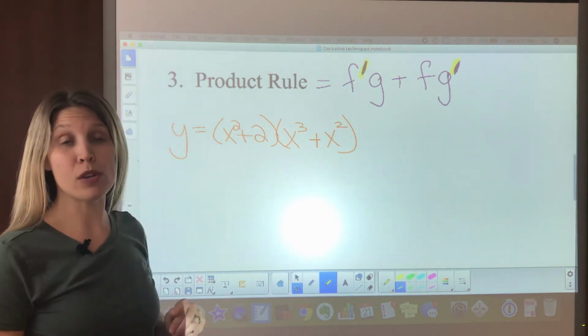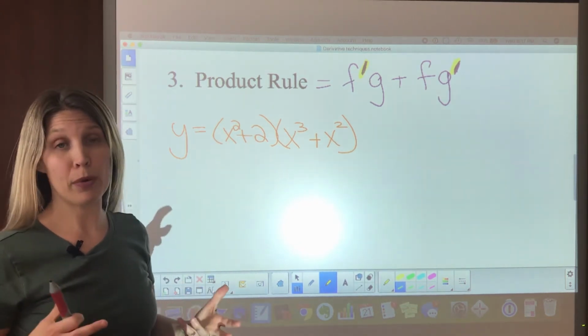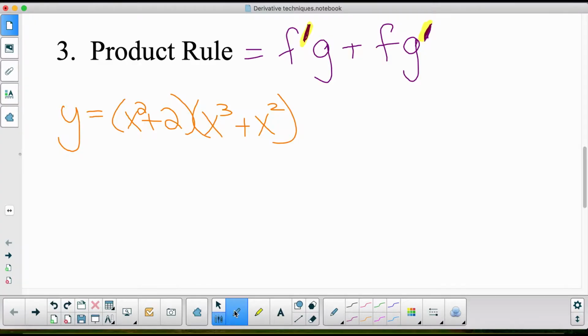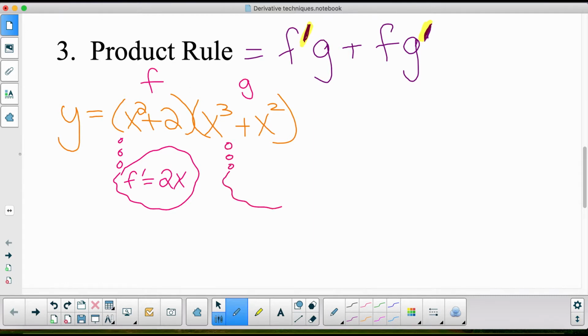So the first thing you're going to do when you have a function is label each set of parentheses as either f or g. So I'm going to label this guy as f and this guy as g. What I'm going to do in a thought bubble is I'm going to put their derivatives down below to make it easy for myself. So f prime is going to equal, using my power rule, 2x. And then g prime over here is going to equal, bring my power out front, 3x, subtract a power, squared, plus 2x.